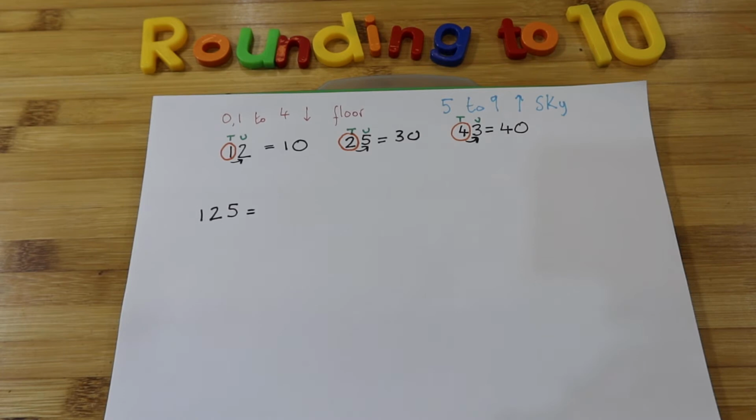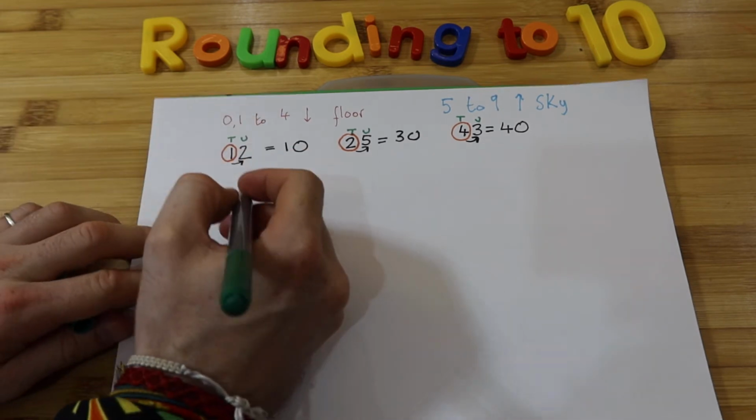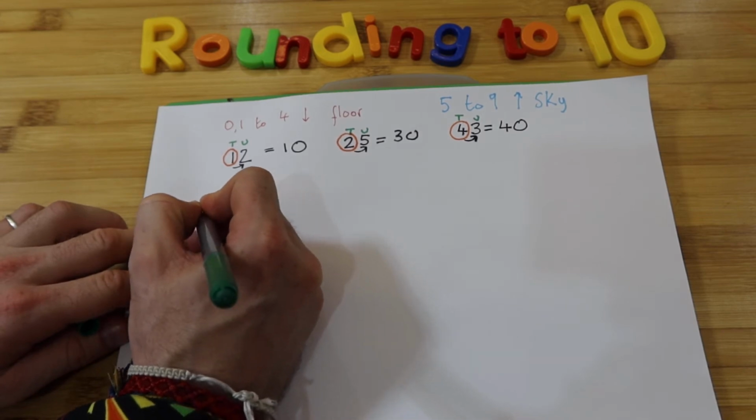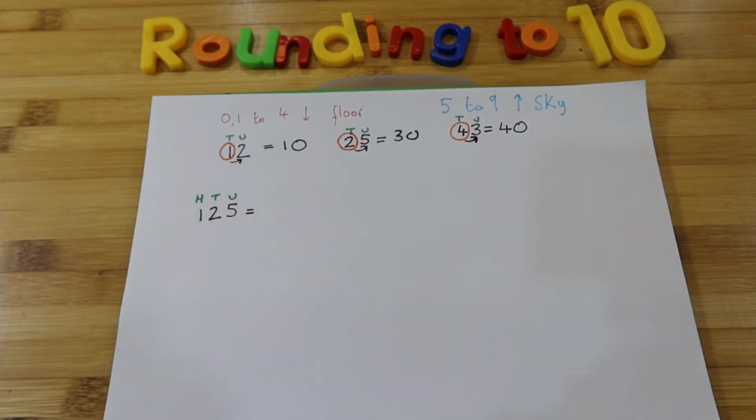So, this will be, now this number here is 125. So, this is going to be units, tens, and hundreds. Now if we're rounding to the nearest 10, we need to circle the 10. So which number is the 10 in the 125?